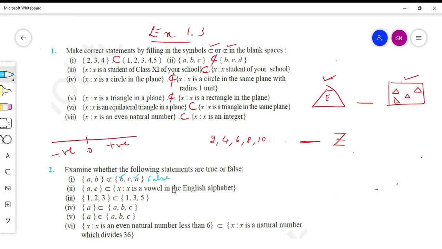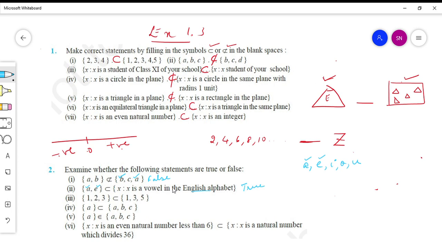Next, set {a, e} is a subset of the set of all x such that x is a vowel in the English alphabet. So the English alphabet has 5 vowels: a, e, i, o, u. So this is the bigger set. From this bigger set I have taken only 2 elements, a and e, which justifies the statement, so it is true.